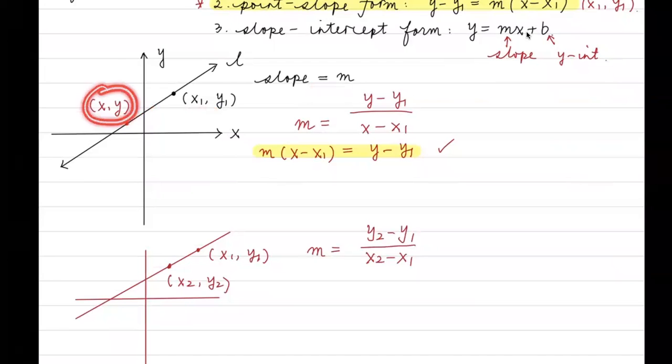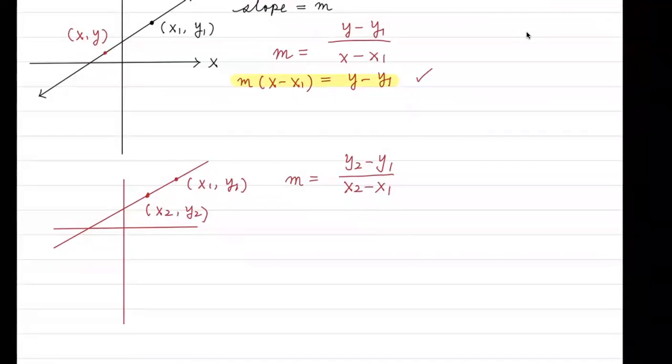So x, y here, like I said, is not a specific point. When we say x, y, we don't know which point it refers to. We know this point lies on the straight line, but it's not a specific point. Okay, and we use the slope formula, m is equal to y minus y1 over x minus x1, and then we just do a little bit of manipulation, and then we get this form. And this form is called the point slope form.